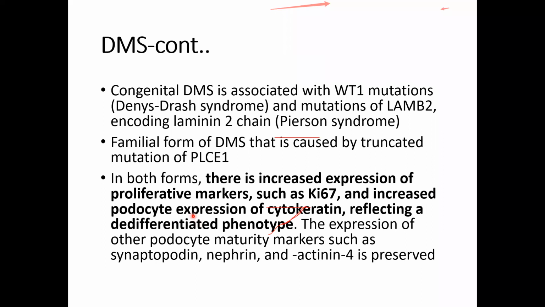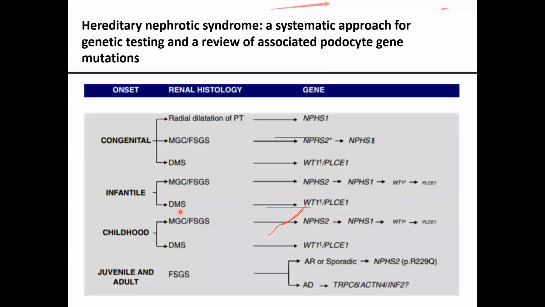But in contrast to collapsing FSGS, the expression of other podocyte maturity markers such as synaptophysin, nephrin, and alpha-actinin 4 is preserved in DMS. So, till now we saw the different morphologies. Based upon the morphology and the time of onset of nephrotic syndrome, we can suggest particular genetic testing in an individual.